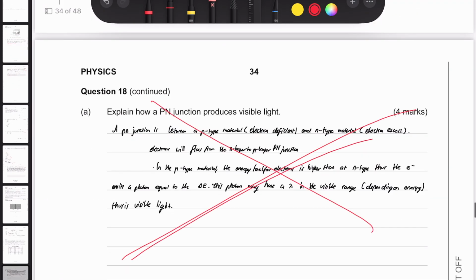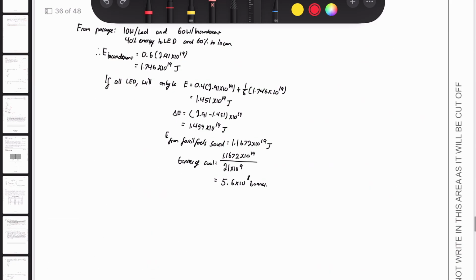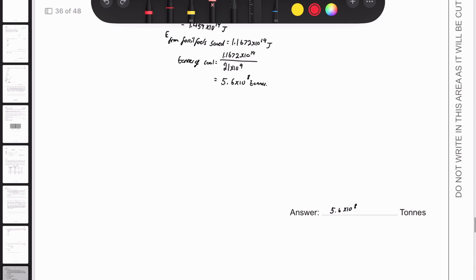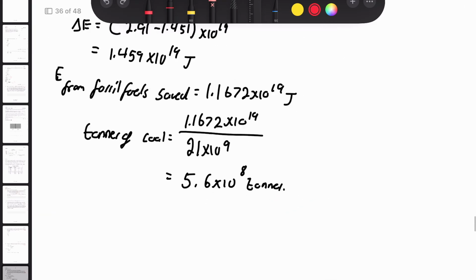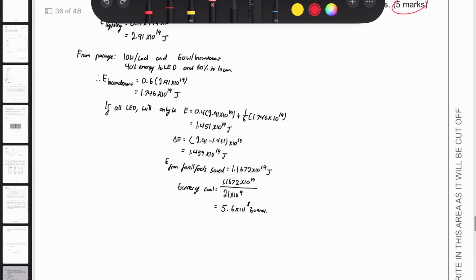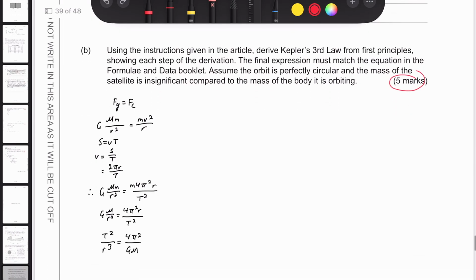Oh, this is the question I removed because there was just no marking key for this. But I think I got full marks for this thing above me. This was actually the massive number, 5.6 times 10 to the 8. I think it was 5.5 in the marking key, but it's just a rounding error somewhere with decimal places. And here is where I choked. So here was all good.